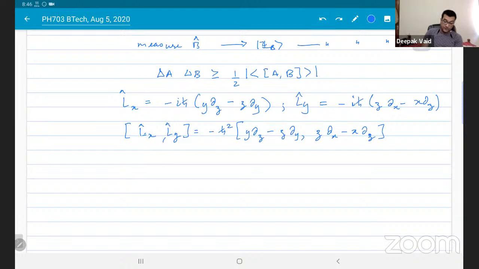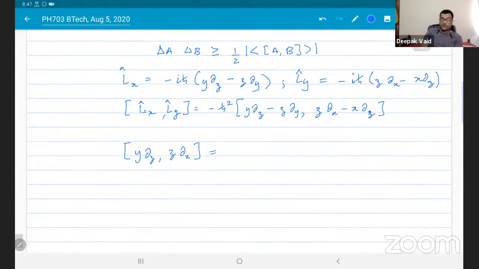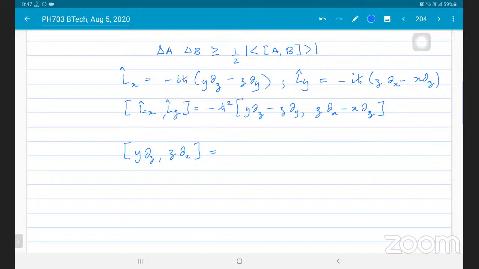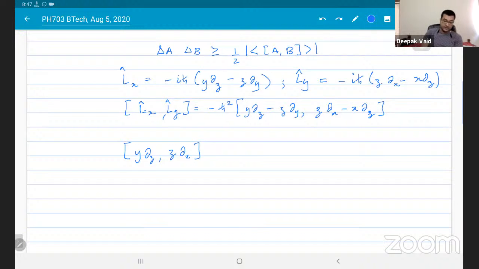Okay. Now we can look at the various terms in this expression. So let us look at y ∂/∂z commutator with z ∂/∂x. And again, how do I calculate such commutators? Anybody remember? Sir, by placing a function psi on the right hand side. No, that is fine. I mean, I can place a function, but I don't need that function, right?